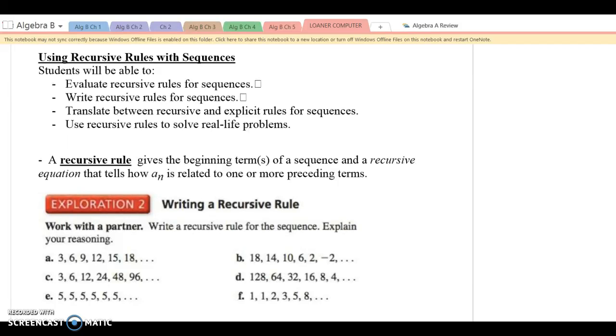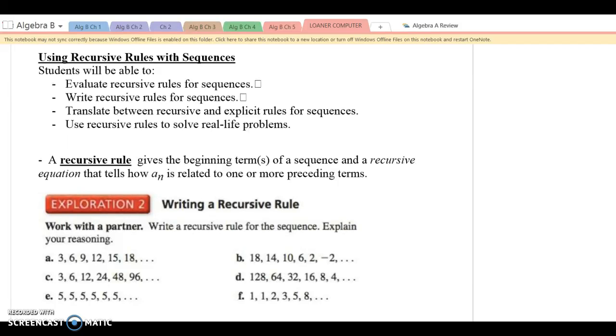So recursive rules are nice because they're actually really easy to write, but they're also kind of not nice because if you want the 200th term, you would have to find all of the terms 1 through 199 before you could figure out the 200th term.